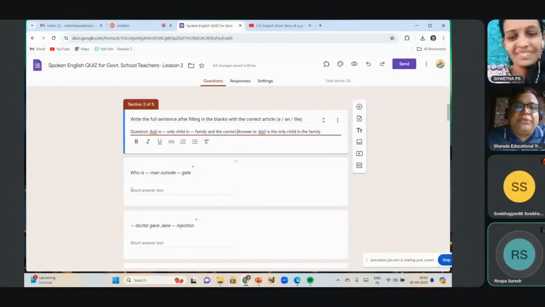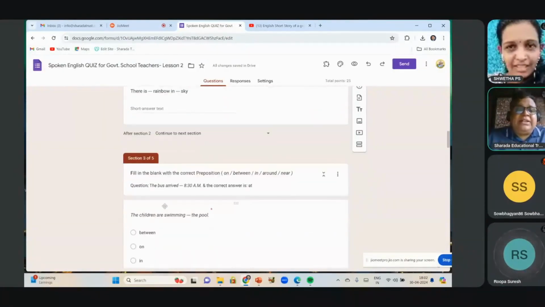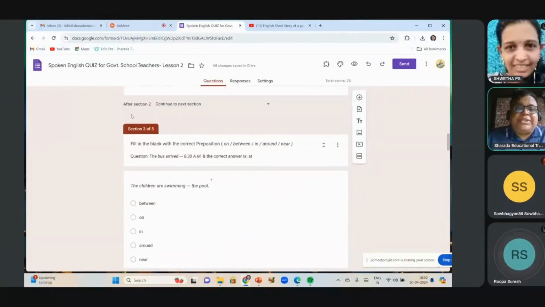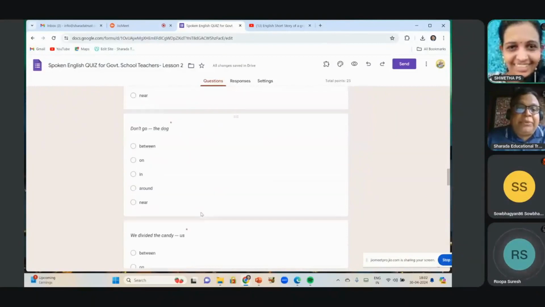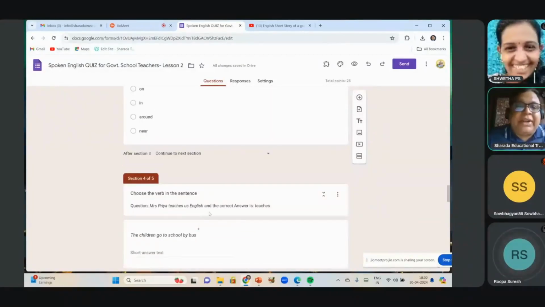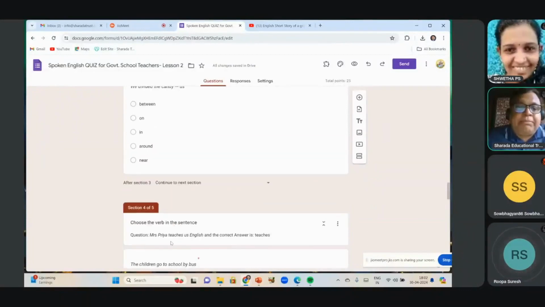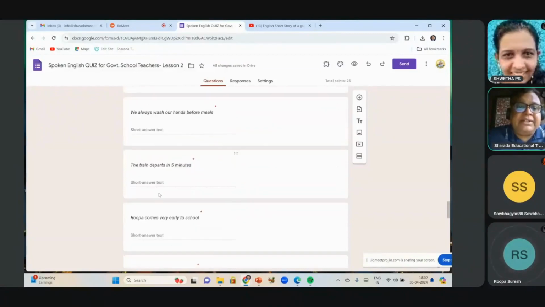So you have to write the full sentence here as the answer. Got it? And then this is very easy. You are all used to this now, very easy, optional and all that. Again, I'm putting you to some difficulty here. It is not as difficult as one, but here you have to choose one. Like Mrs. Priya teaches us English, choose the verb in the sentence. Teaches is the verb. So these are the questions you have. You have to choose the verb and put the answer here.